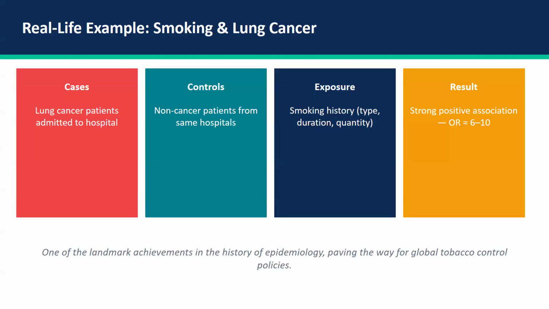So if we talk about an example of smoking and lung cancer, the cases are lung cancer patients admitted to the hospital. The controls are non-cancer patients from the same hospital, and the exposure is smoking history, its type, duration, quantity, and then we see the results by calculating the odds ratio, which comes out to be around 6 to 10.